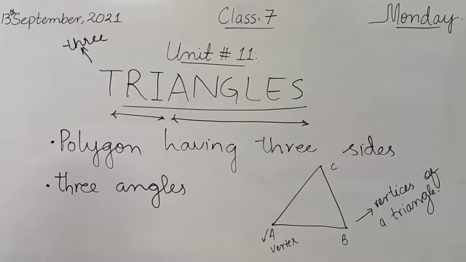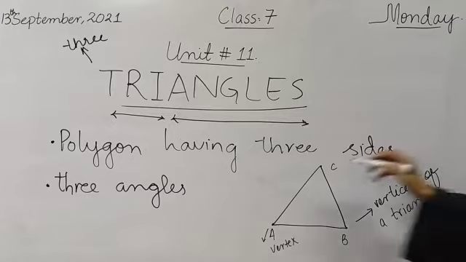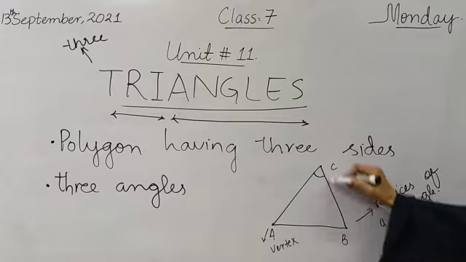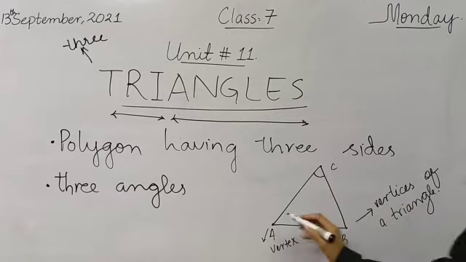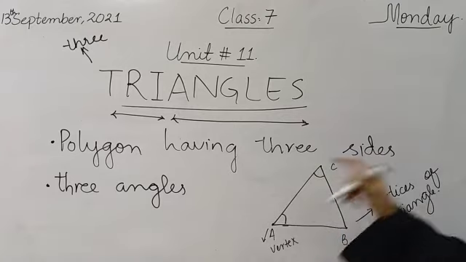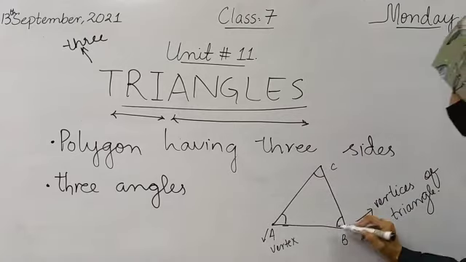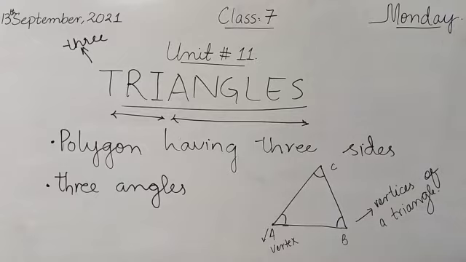And where are the three angles? An angle is formed by joining two lines. So here the first angle is formed here because these two lines are joining here. Second is here, these two lines are joining, and the third angle is this. Okay? So this is the introduction of a triangle.